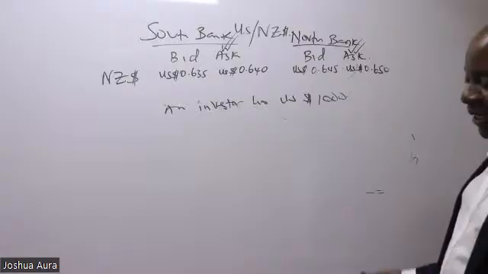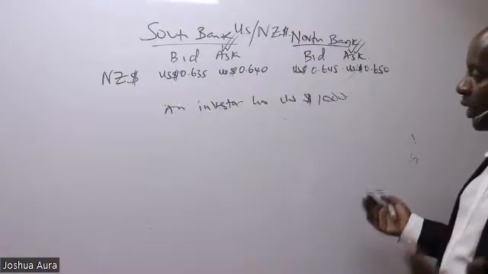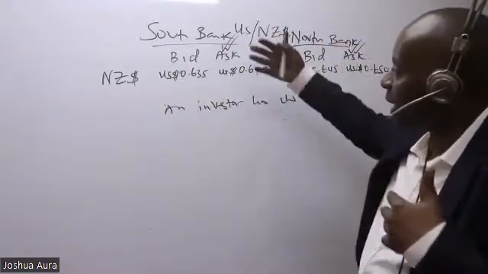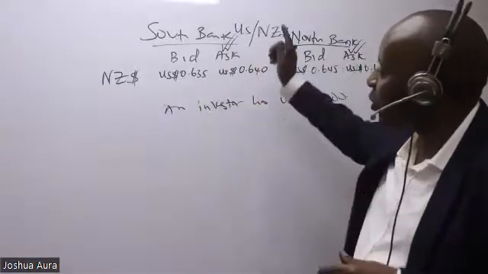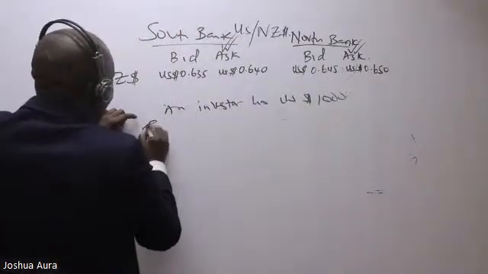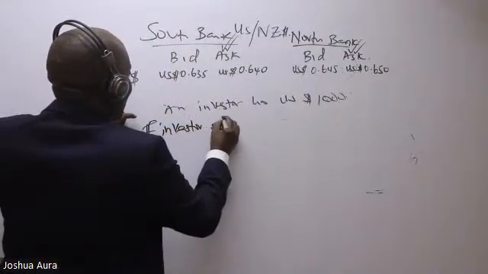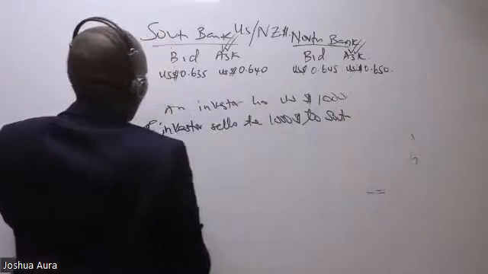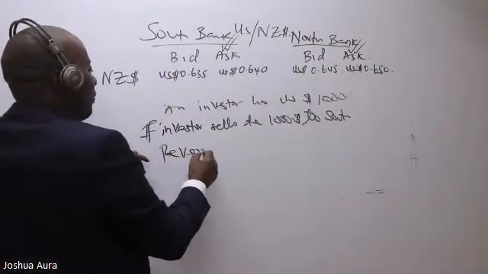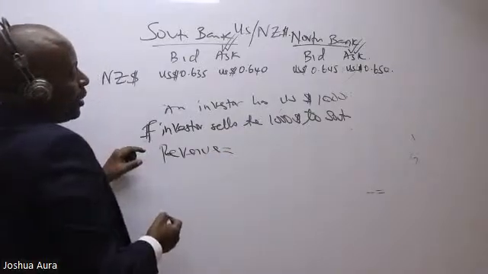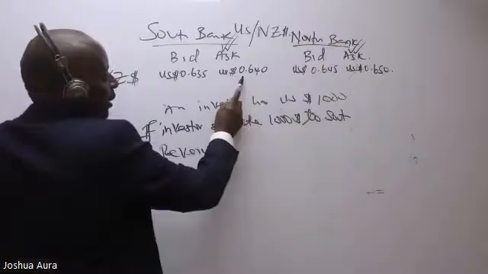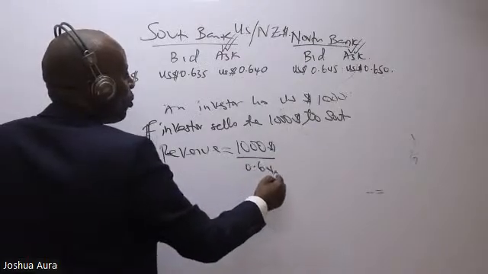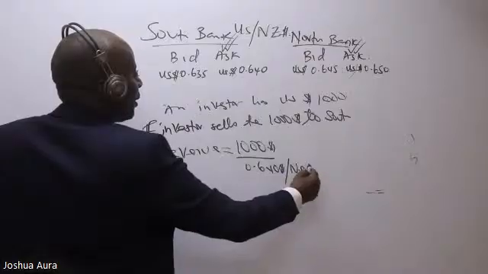Okay, so let's see how much. The easiest thing is for you to see how much we shall get if we sell. Now the bank is buying. If the investor sells the $1,000 to Southern Bank, revenue will be equal to who? These are dollars and these are dollars, you can't multiply them. So I'm going to talk of $1,000 divided by $0.64 per New Zealand dollar.